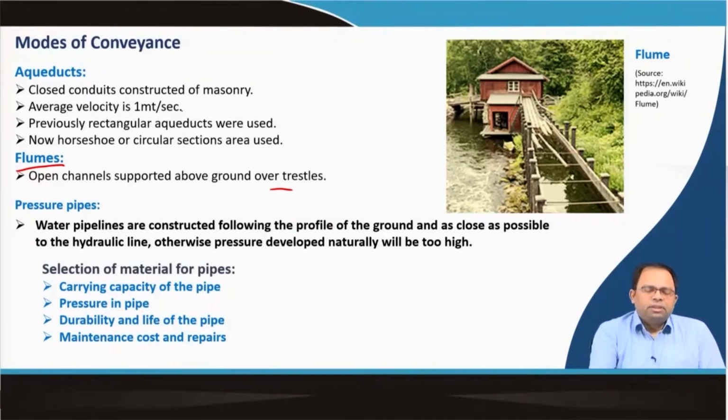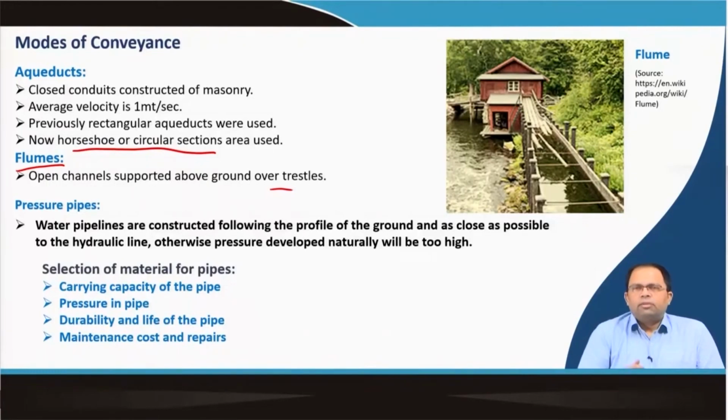And here the average velocity is around 1 meter per second, and previously these used to be rectangular aqueducts. In olden days we used to construct them that way, but nowadays, if constructed, we go for horseshoe or circular sections for this kind of aqueduct as well. And only in specific cases will we go for this kind of aqueduct design instead of pressure pipes.